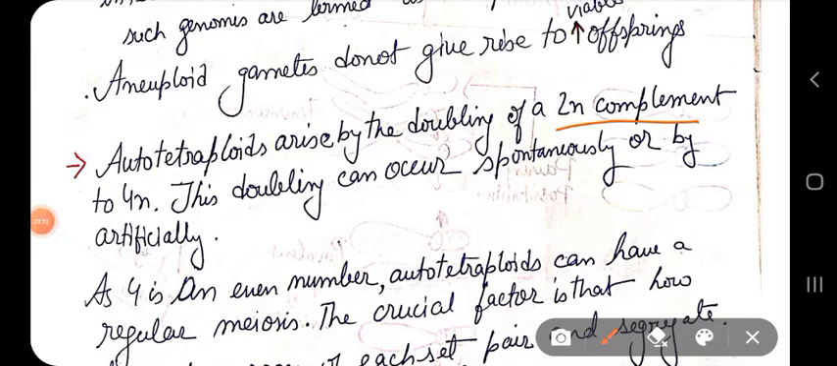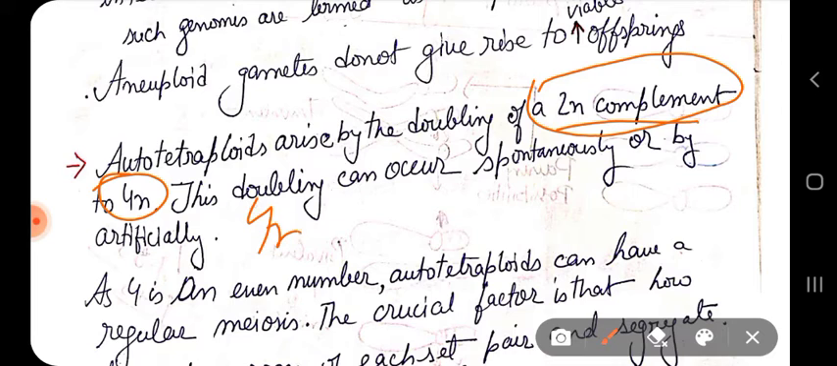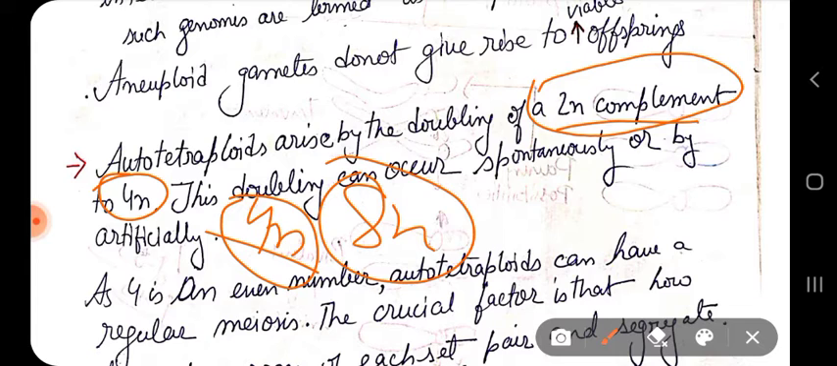So the 2n, which is a diploid condition, can be induced to form 4n by an external factor or by a spontaneous internal factor; this can be done artificially or spontaneously. Now, I have said that for odd numbers of chromosome sets, the gametes are going to be sterile. But what about the tetraploid and octaploid? We haven't seen octaploid; we have seen up to hexaploid.